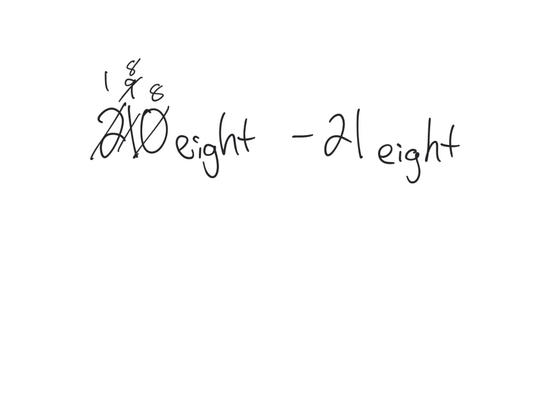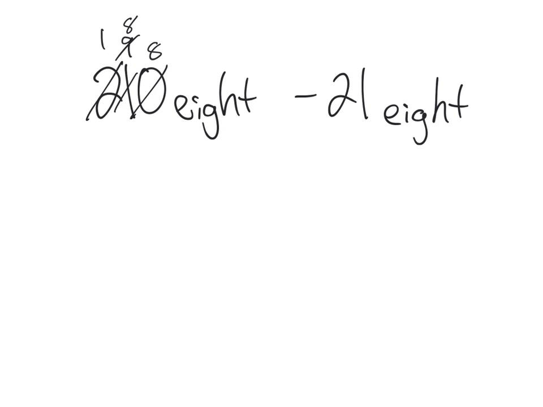Now we have plenty to subtract. Okay, so I'm going to subtract 8 minus 1, 8 minus 2, and then the 1 gets dropped down. Okay, so 8 minus 1 gives us 7, 8 minus 2 gives us 6, drop down the 1, 167 base 8 is your answer.